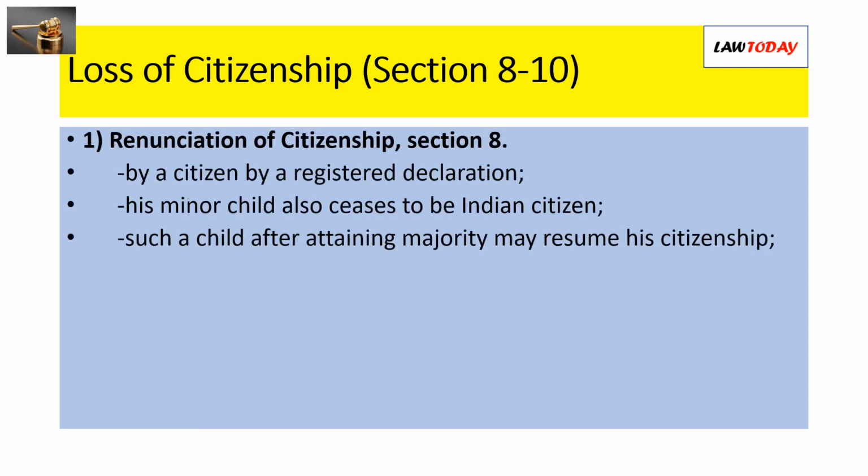The Act also provides as to how a citizen could lose his citizenship. There are 3 circumstances in which a citizen could lose his citizenship. Section 8 provides for renunciation of citizenship. It states that any Indian citizen of full age and capacity can renounce his citizenship by making a declaration to that effect and having it registered.